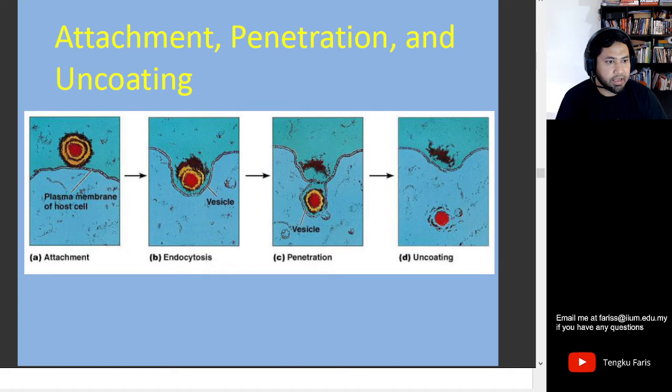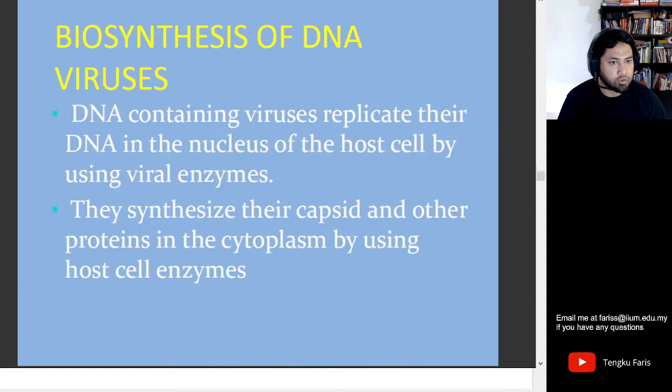So this is the illustration of the process. It begins with the attachment of the plasma membrane to the host cells. You can see it's encapsulated into a form of vesicle, and it enters the cytoplasm by a process called endocytosis, where they start to penetrate, and then they will release the coats, leaving the DNA materials inside the cytoplasm.